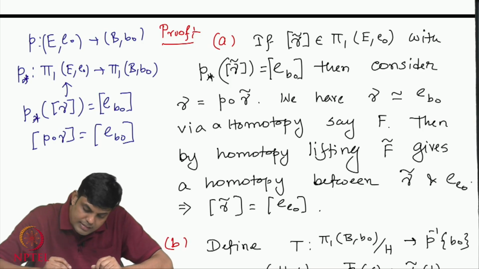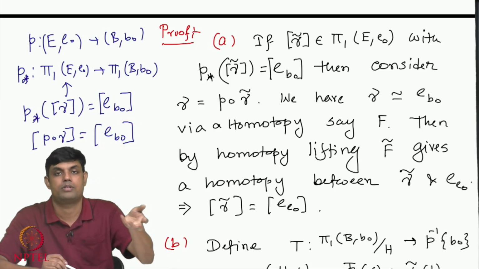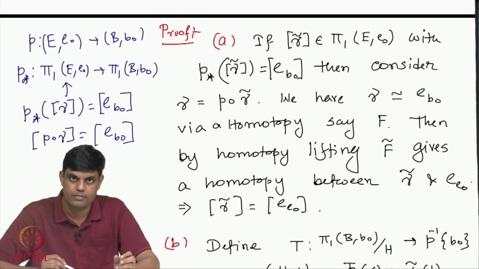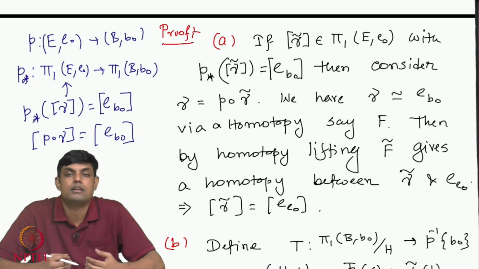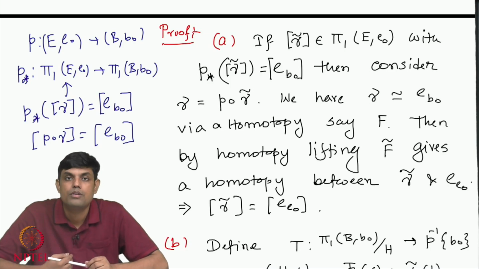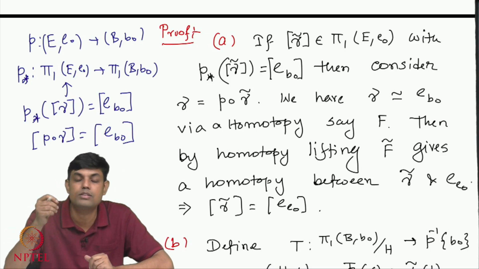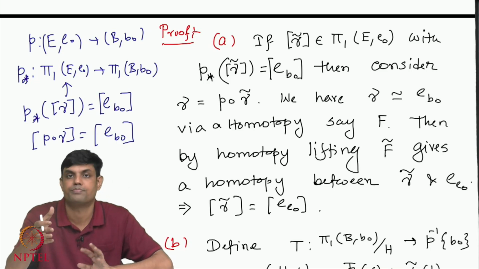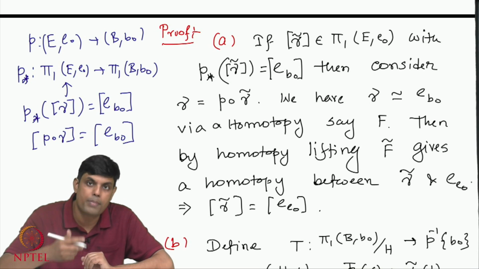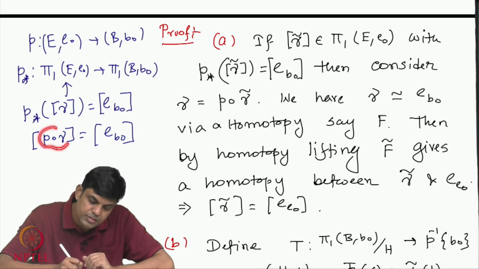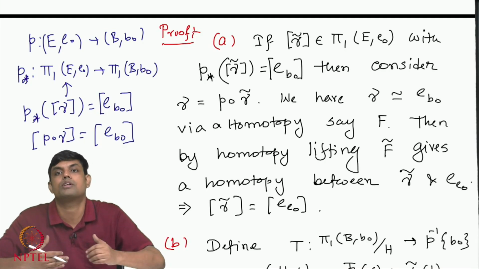But now the thing is, if I look at the constant path, its lift is always a constant path. Okay. And now again you can use the uniqueness of the lifting, which tells you that if I look at the lift of this constant path starting at E0, it will be the constant path at E0. Okay. And therefore the lift gives a homotopy between the lift of this, which is gamma tilde, and the constant path at E0, which is precisely what we want to show.